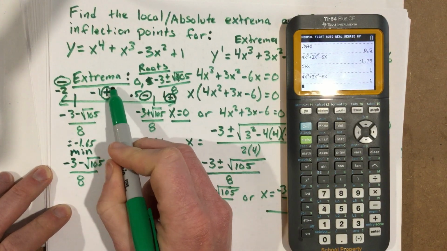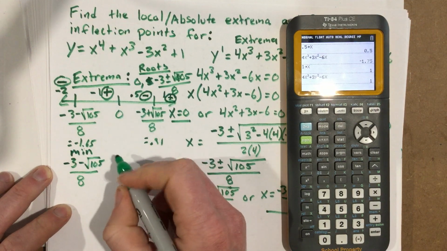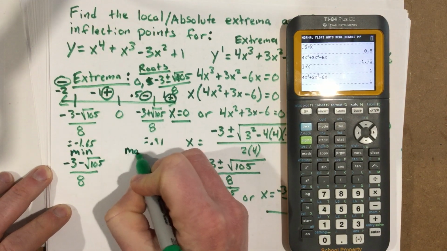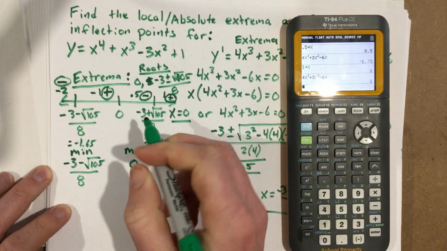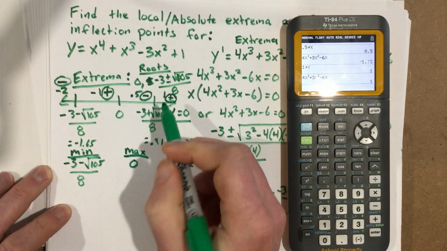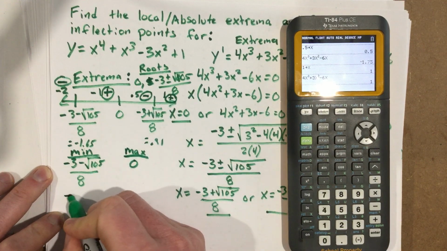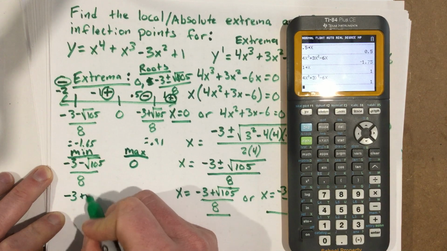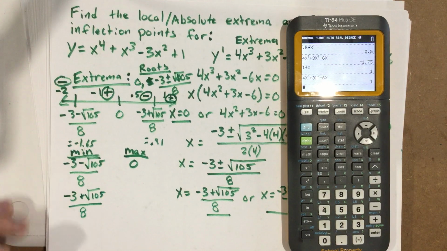This is increasing to here, or increasing to 0, and then it decreases afterwards, so I can say that 0 is a maximum. So I've got a maximum, which is 0. And then I've got, and I'm going to kind of underline these, I've got another minimum right here, which is negative 3 plus root 105 all over 8. So I've got two minimums and I've got a maximum.